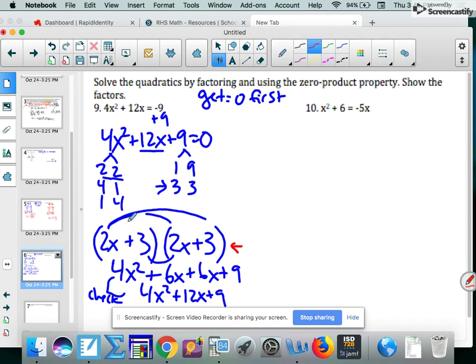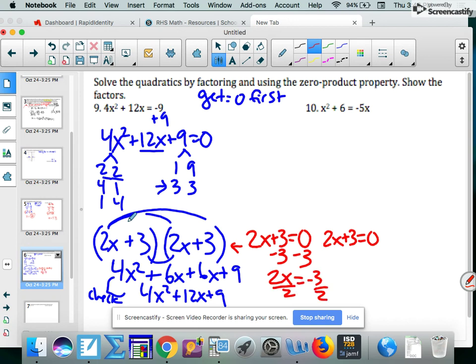I haven't solved it. So once you get it, then you need to set it equal to 0 and solve. Set both parentheses. This case is kind of weird because they're going to be the same, but normally they're not. So get x by itself, divide by 2, and I get x equals -1.5. I would get the same thing here because it's the same thing, but if you don't believe me, you could do it. Divide by 2, and you get x equals -1.5. So that is your answer for the first one.